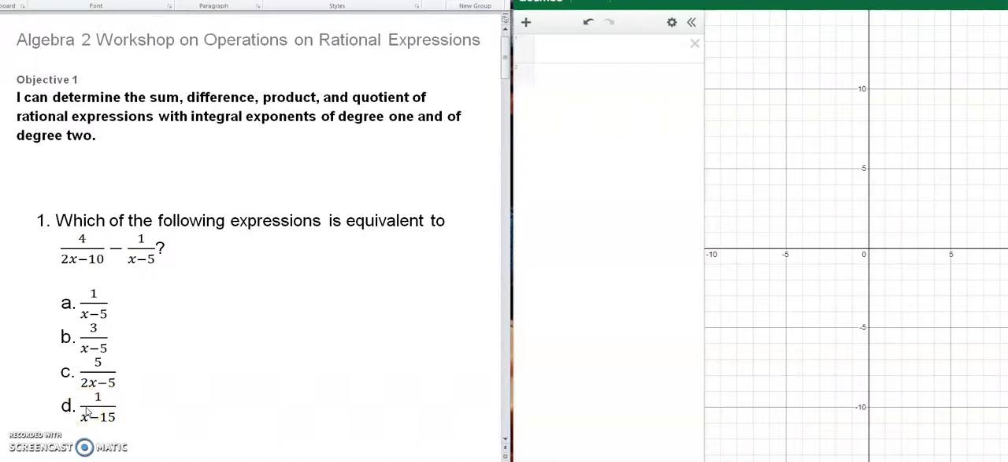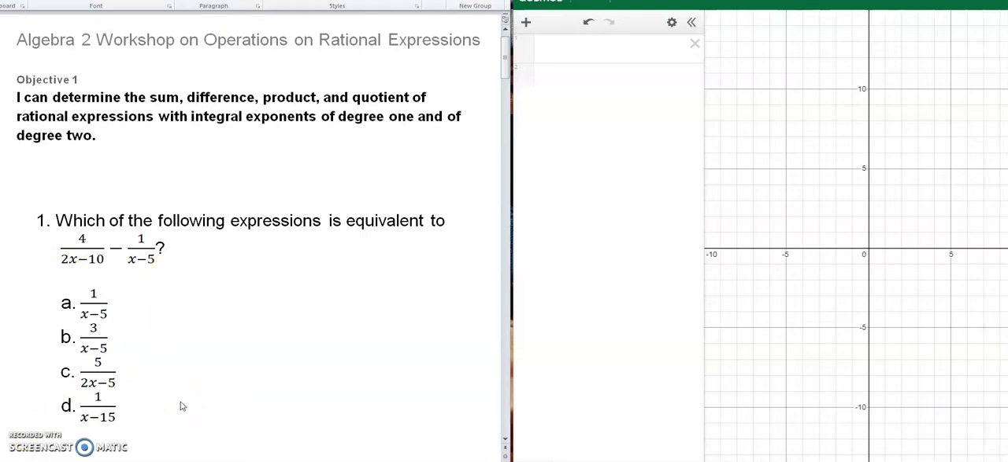So today we're going to have a workshop on operations on rational expressions. Objective number one: I can determine the sum, difference, product, and quotient of rational expressions with integral exponents of degree 1 and of degree 2. Example number one. Which of the following expressions is equivalent to this one?